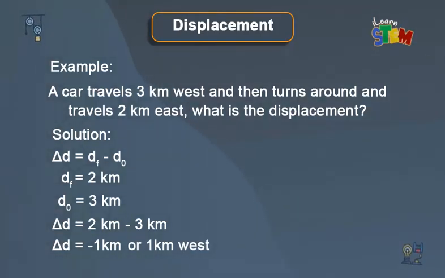Alright students. You are doing great. Next, we are going to discuss the differences between distance and displacement.